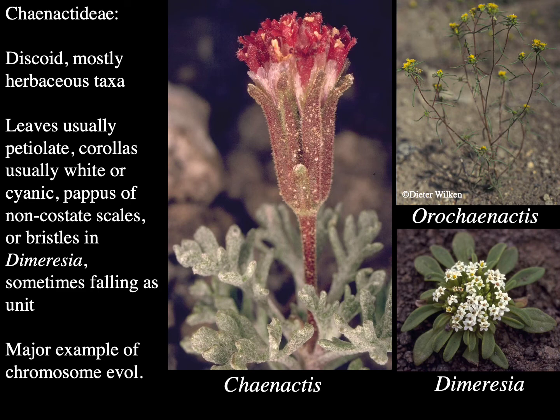There are some plants with yellow disc corollas, though, as you can see in Orochaenactis here. The pappus is comprised of non-costate scales typically, unlike the costate scales of the sister tribe Bahieae, or in the case of Dimeresia, they're bristles. So this is another case of a genus that was misplaced because of a bristly pappus. And in Dimeresia and Orochaenactis, the pappus falls off as a unit. It's deciduous, which is unusual.